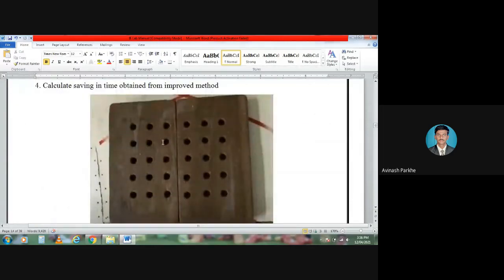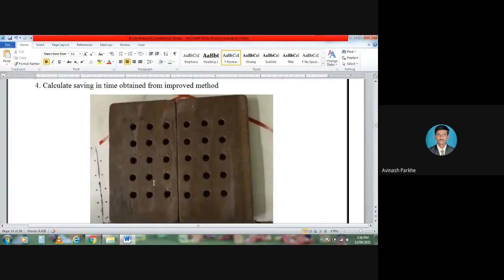So you can see here, whatever the figure is in front of you, this is called a pinboard. You can see one wooden plate, and in that particular wooden plate, a number of holes are made. That hole may have a diameter of 10 mm, 20 mm, no problem. But this is called a pinboard.